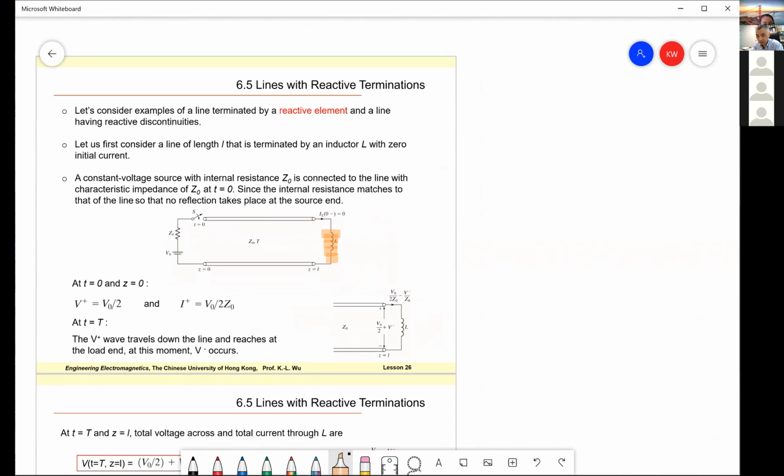Reactive component means the element is either a capacitor or inductor, or a combination of capacitor and inductor, either in series or in shunt, right? In this case, what happened?